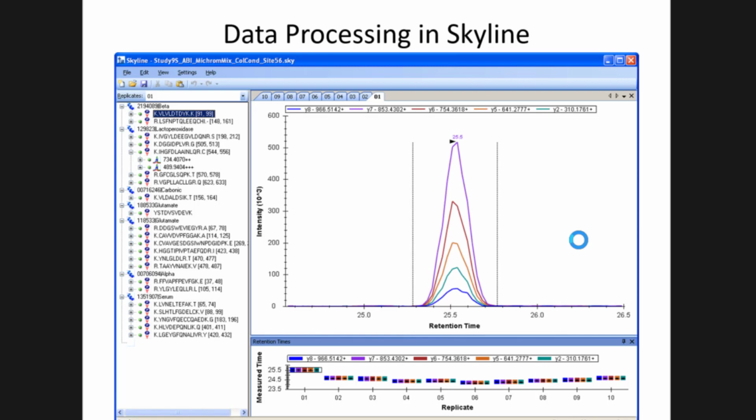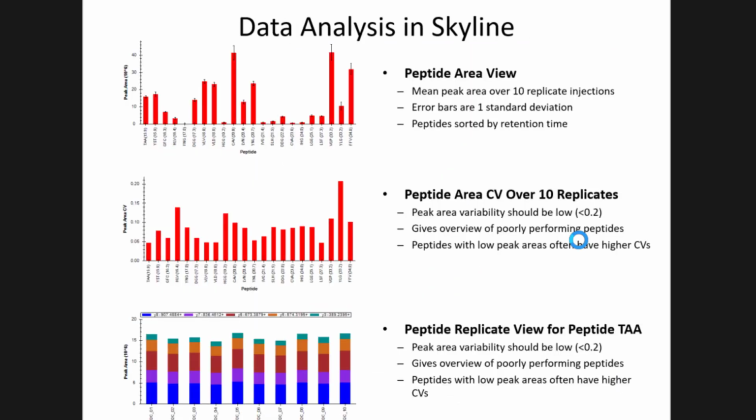Some of it can be explained, like a new column might have later retention times because it hasn't been conditioned yet, and your peptides might linger a little longer interacting with the stationary phase, and their retention times might be a little later. And then as it's conditioned, it will stabilize. If the column's aging, you might see it drift in a different direction. So retention time replicate view is very handy in Skyline.